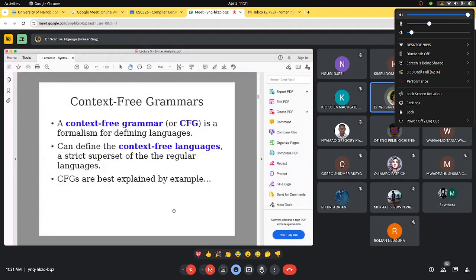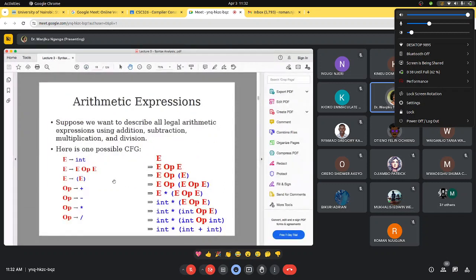So a CFG is basically a formalism for defining context-free languages. And this is a superset of regular languages. So CFGs can define both regular and context-free languages, but not the other way around. The formalism for regular languages cannot be used to define context-free languages. So just to refresh our minds, this is an example of a CFG.